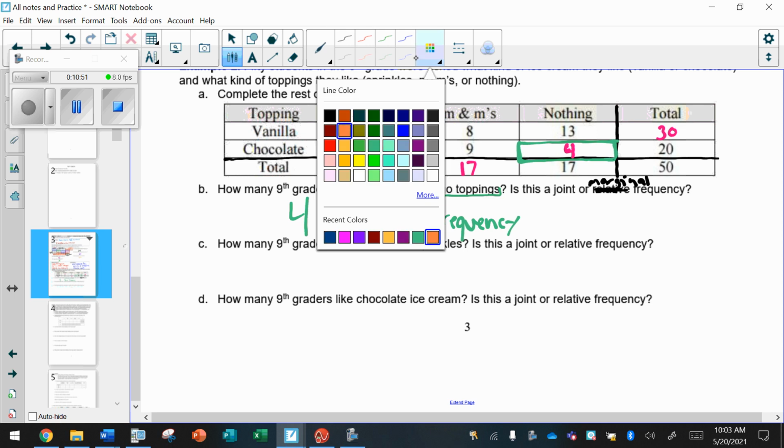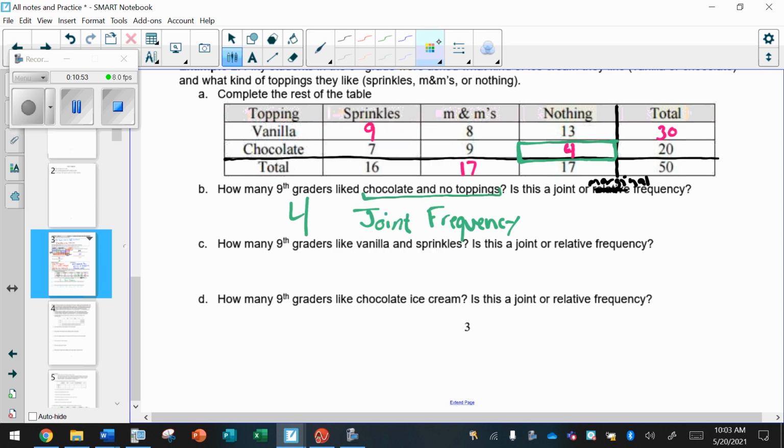All right, next one. How many ninth graders like vanilla and sprinkles? Vanilla and sprinkles. Again, joining two topics together, finding how many are vanilla and sprinkles, and that is 9. And that is, again, a joint frequency, because we are joining the vanilla preference and the sprinkles preference into one.